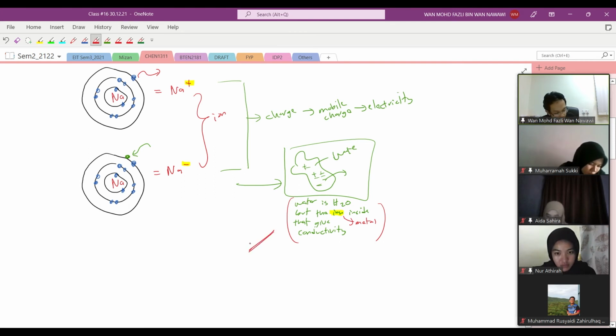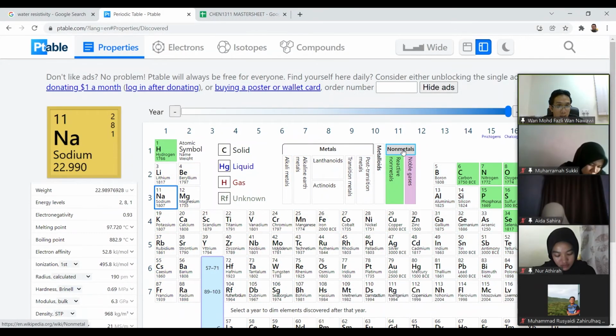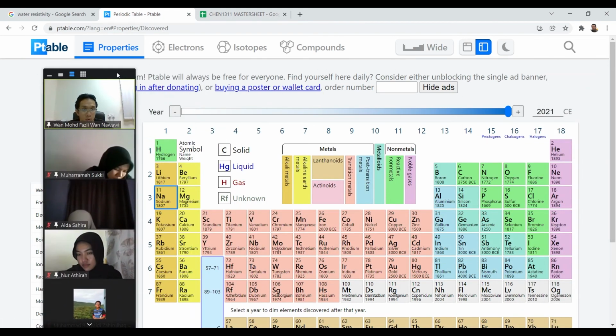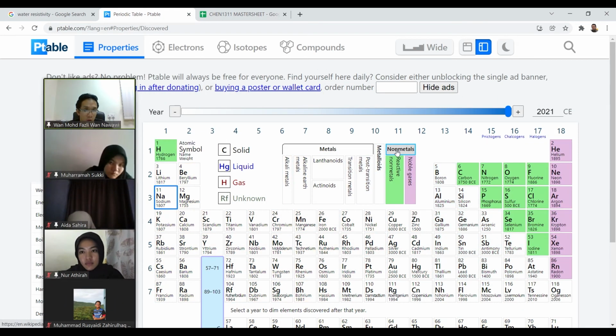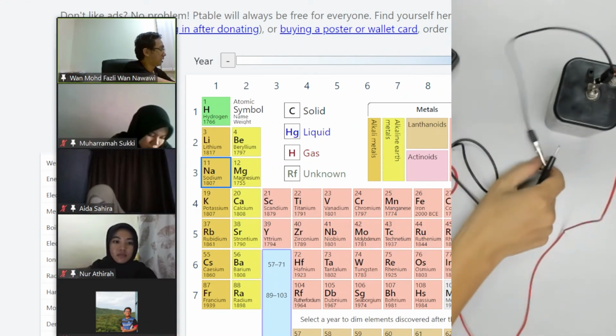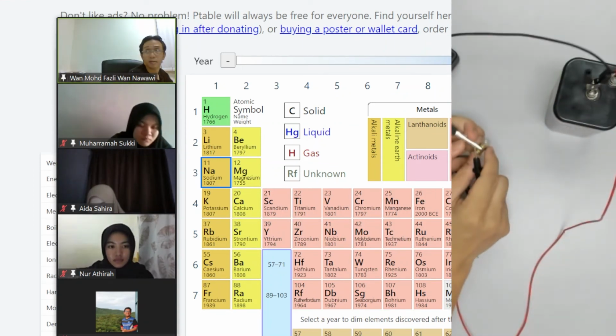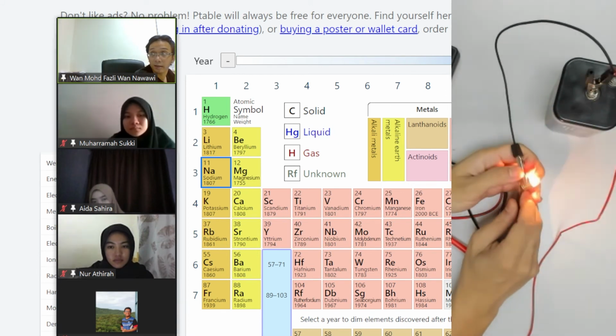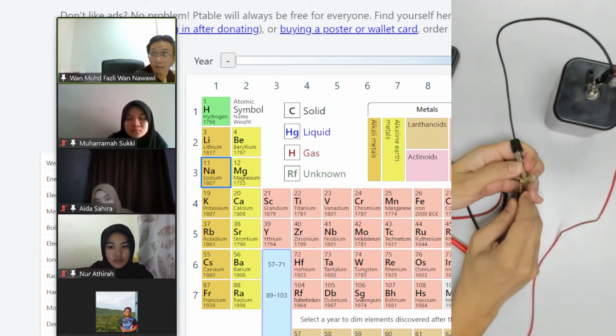For example, carbon. If you look at the periodic table, carbon is a non-metal. If I click here, metal and non-metal, you can see metal there, non-metal there. So you can see carbon is a non-metal. Okay, carbon is a non-metal, but carbon can conduct electricity. For example, if I do like this, you see this thing I have here.